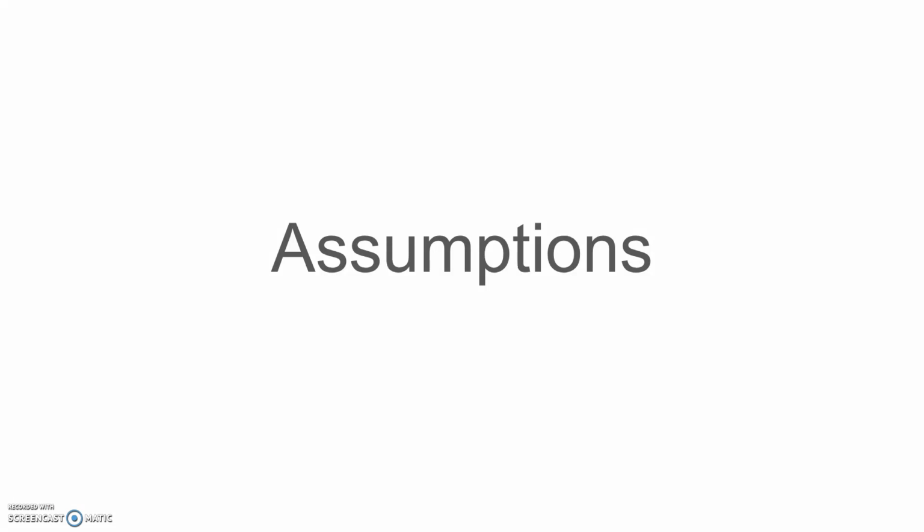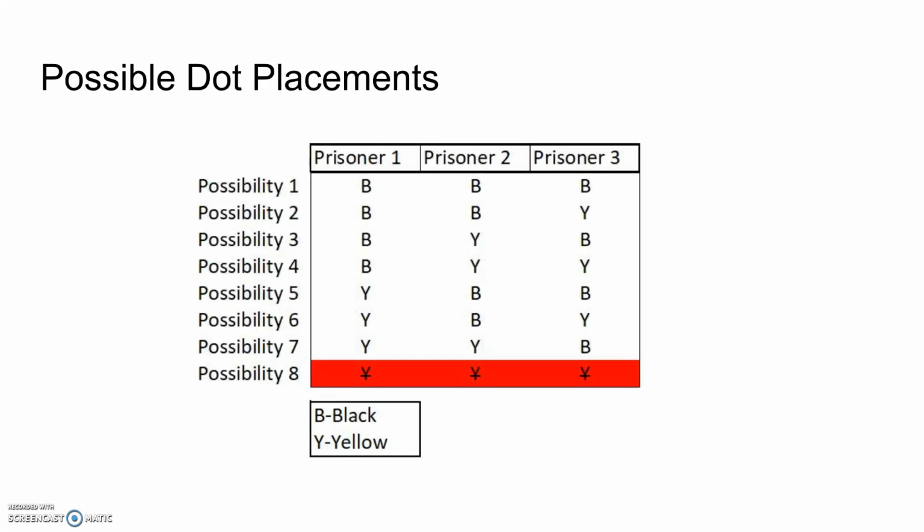There's a big assumption we have to make. We have to assume that all 3 prisoners are perfect logicians. Therefore, if they were to see a step or a logical reason how they can determine the color, they would not miss it. So start out with all the possibilities of dot placements. If there were an unlimited amount of yellow and black dots, there would be 8 possibilities. But since there are only 2 yellow dots, we can exclude possibility 8.